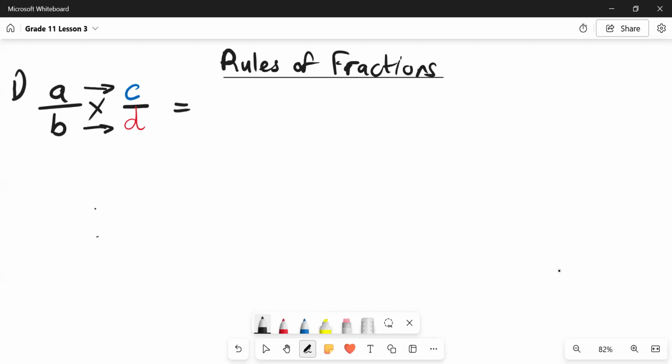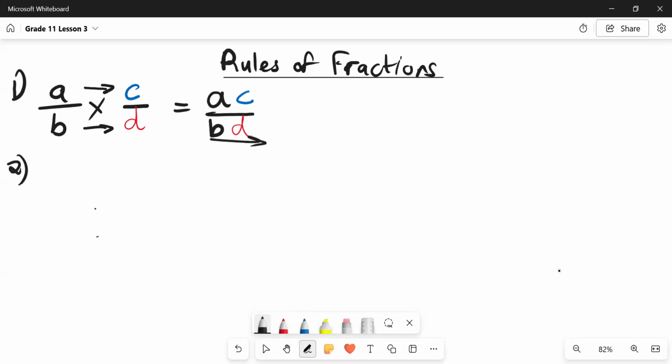So what do I mean by that? A will be multiplied by C and you'll end up with AC over B multiplied by D, you'll end up with B times D. I need to write with the respective color there. So B times D, and you'll end up with something like this. So that's law number one, right?